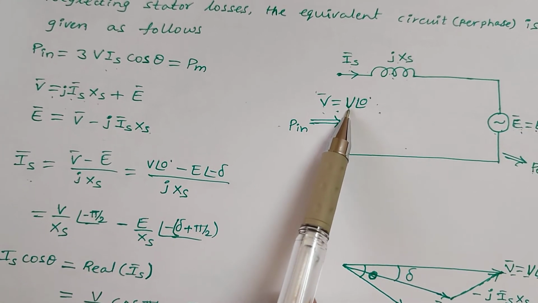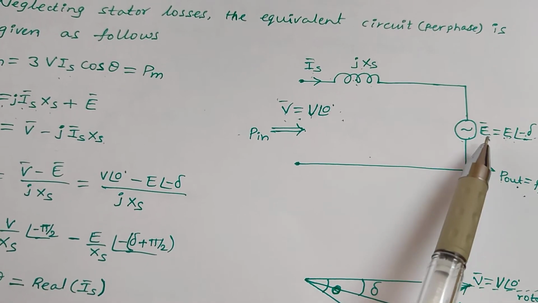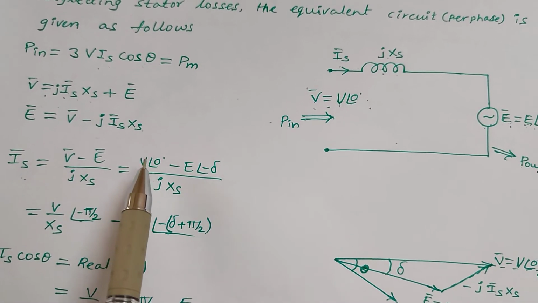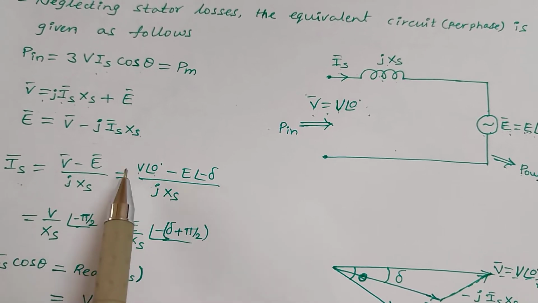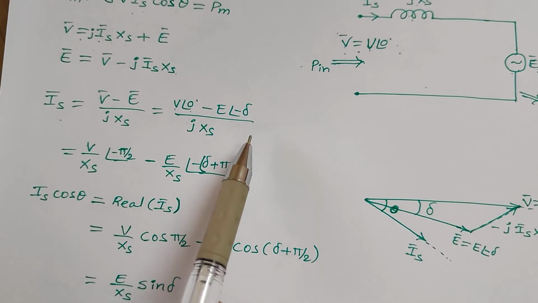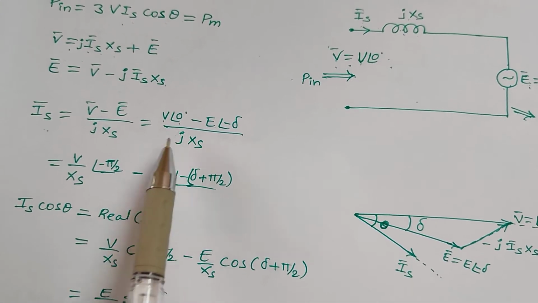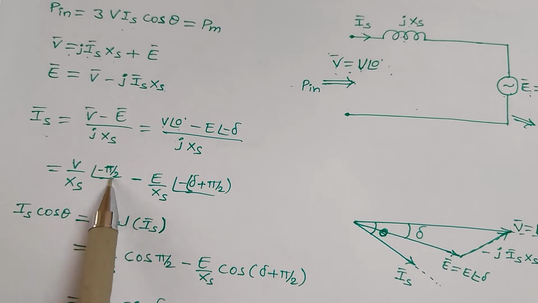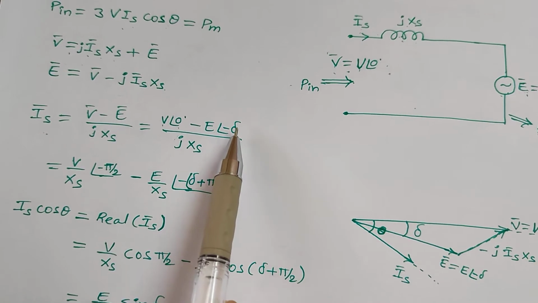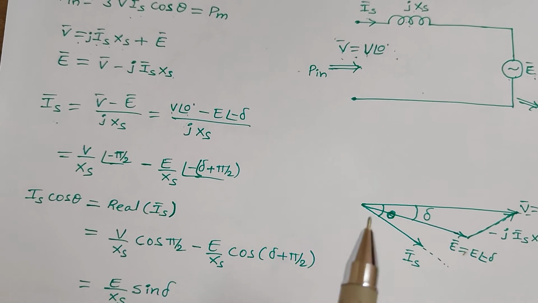What is V? If V is V at an angle 0 degrees, then E will become E at an angle minus delta, because always your induced field lags the supply voltage. That's why we are keeping V at an angle 0 degrees, and then we need to replace E with E at an angle minus delta by J XS. So from this, V by XS, if you convert this J into the angle, 1 by J will become minus pi by 2, minus E by XS. Already this minus delta is there, that J will become minus pi by 2, then it will become minus of delta plus pi by 2.